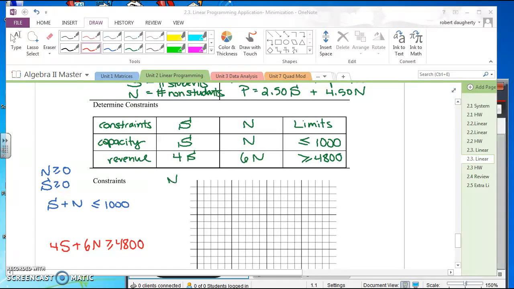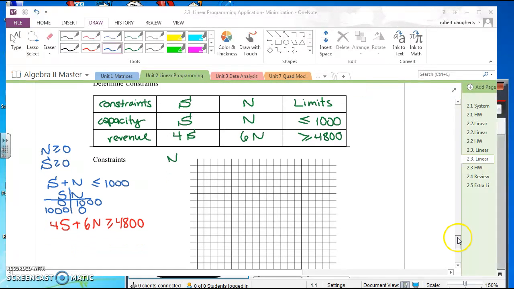And so now it's just a matter of graphing this. So before I graph it, let's go ahead and figure out what points I'm going to need. So for S and N, when S is 0, N is 1,000. When N is 0, S is 1,000. So that's pretty straightforward. And then I'll look at the other line.